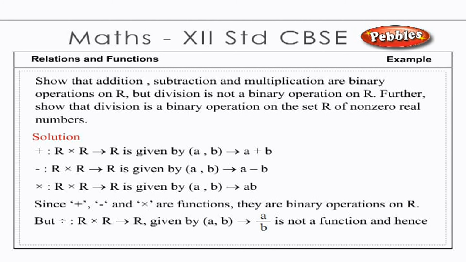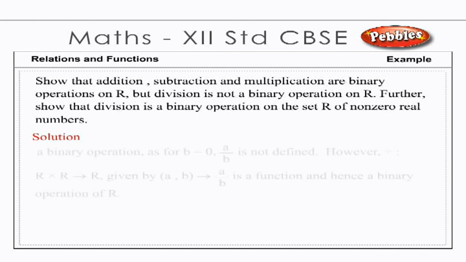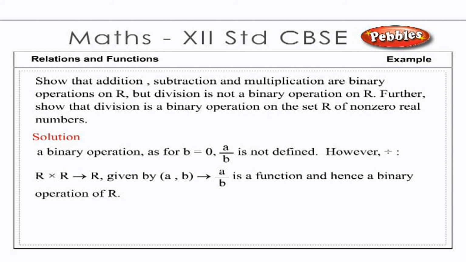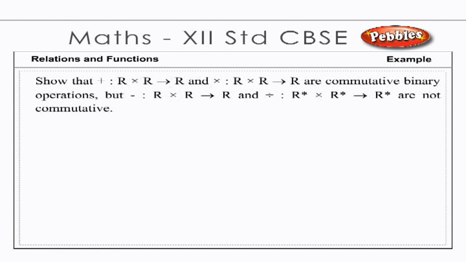But division, R cross R to R given by (a, b) to a by b, is not a function and hence not a binary operation, as for b equal to 0, a by b is not defined. However, division, R* cross R* to R* given by (a, b) to a by b, is a function and hence a binary operation on R*.